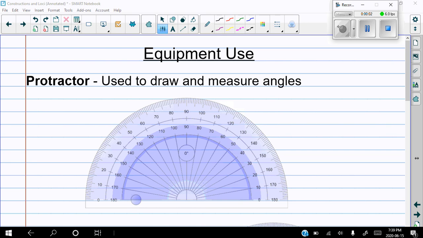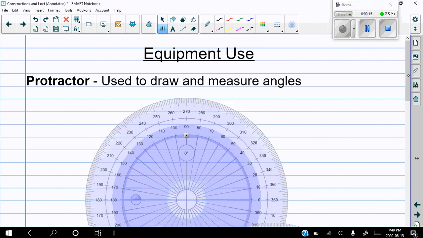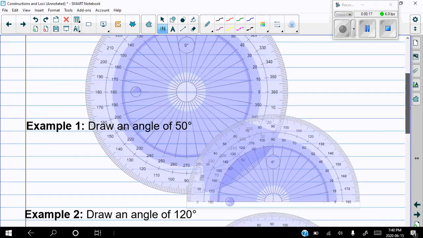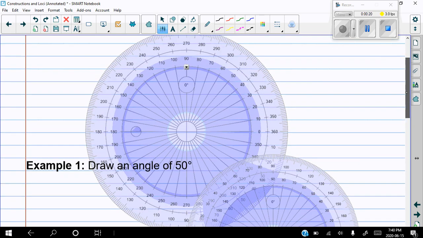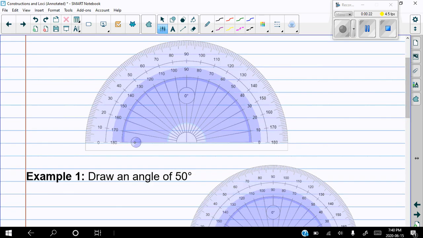So today we're going to look at protractors. Protractors are used to draw and measure angles, right? So if we look, this is a protractor. Some may see protractors such as this, which are 360 protractors, but they're kind of few and far between. Most people will have this standard semicircle.